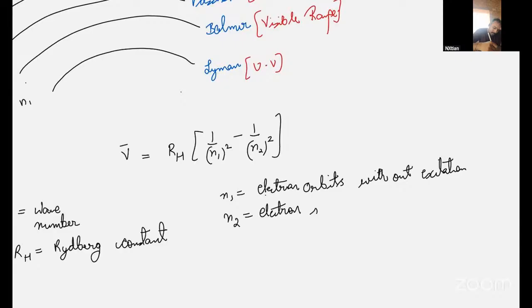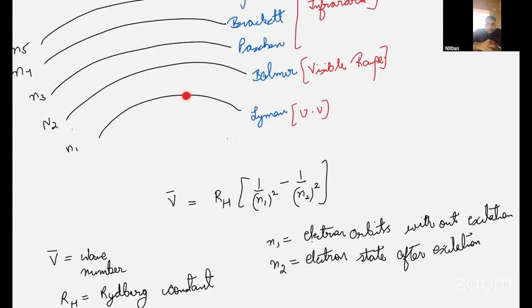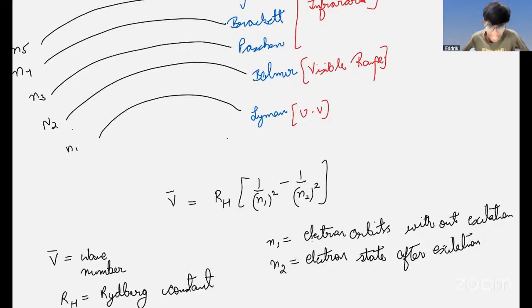after excitation, meaning where it is coming from. So no matter that Lyman, no matter where the electron goes from the first orbit, when it comes back it will always release ultraviolet rays. Means it will always release the higher frequency wave. Are you getting this point? Yes, sir.